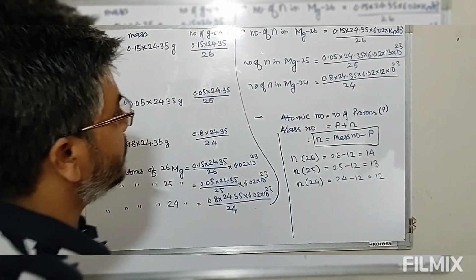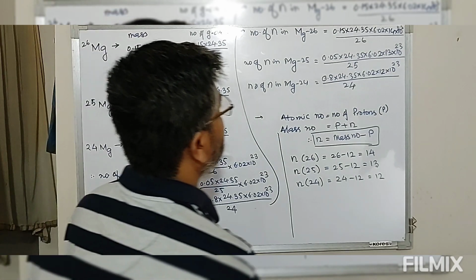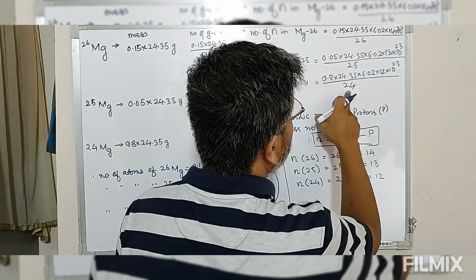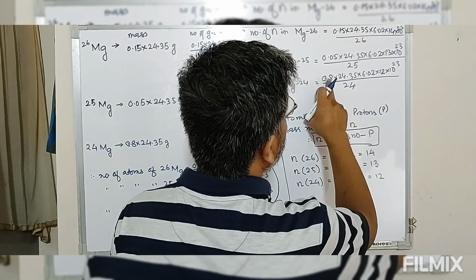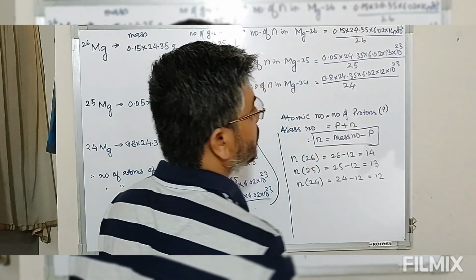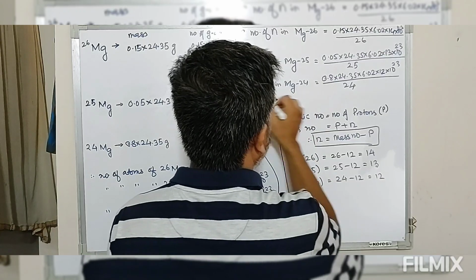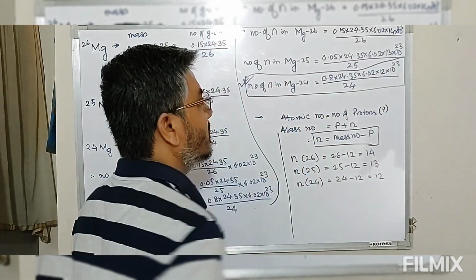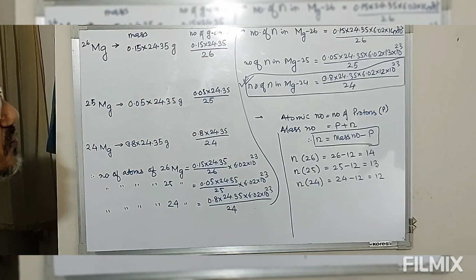So looking at these values, the denominator is the least here, and the abundance factors are 0.8, 0.05 and 0.15. So it seems that the isotope with mass 24 will have the maximum number of neutrons in this mixture of 24.35 gram of these three isotopes.